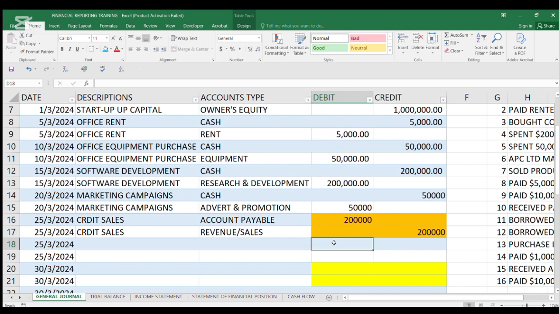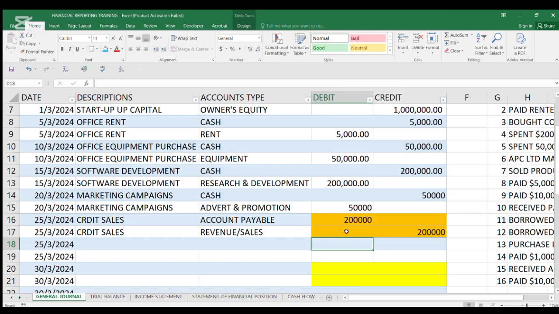So that means out of the 200,000 credit transaction this particular client made, only 100,000 has been paid. And inside this 100,000 that has been paid, it is estimated that 50% of this amount goes to cost of goods sold.